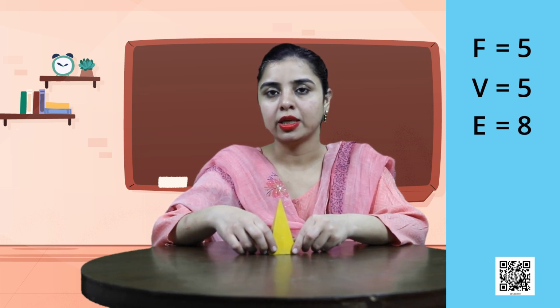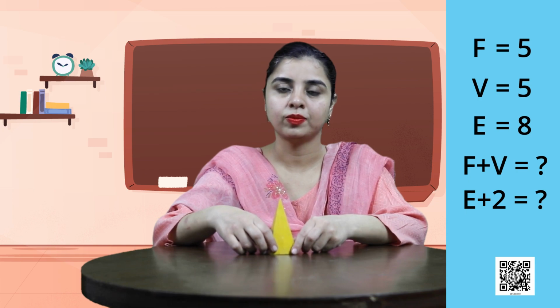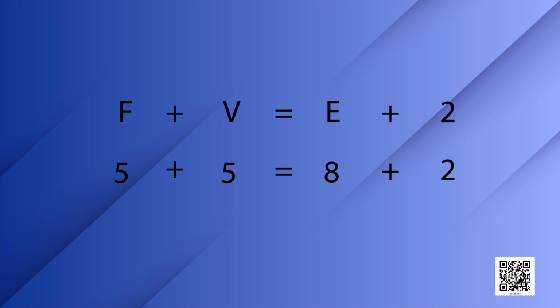Now do one thing. Add F and V. What do you get? And add E plus 2. What do you get? Children, check whether F plus V is equal to E plus 2. Yes, because 5 plus 5 is equal to 8 plus 2.